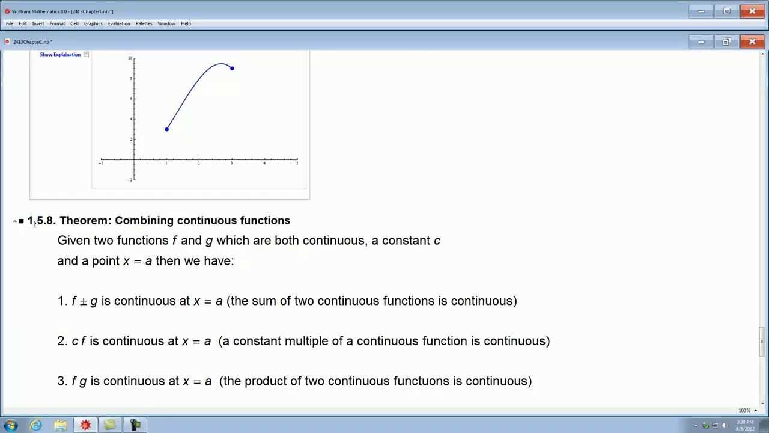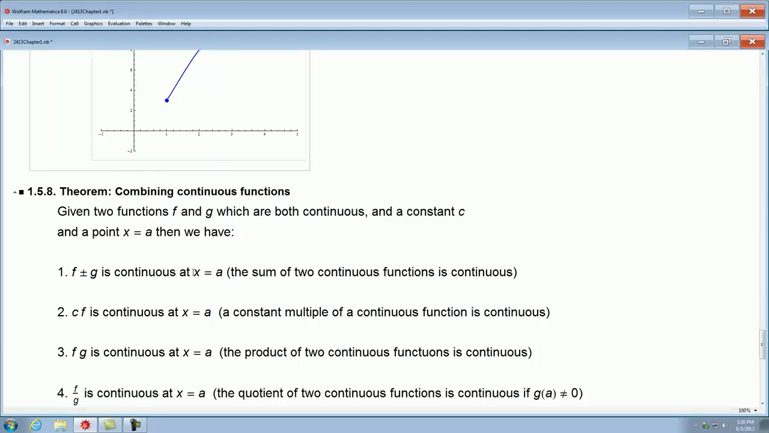So now, combining continuous functions. Given two functions, f and g, which are both continuous, and a constant c, and a point x equals a, then we have the following.